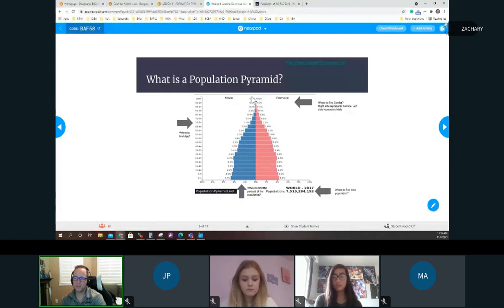And as you can see, not very many people live to be 100 plus. Now, on the y-axis, if you look right here, it has a 0% in the middle, and then you have percentages going out each direction. And it's split in half. To the left is your male population, and to the right will be your female population.